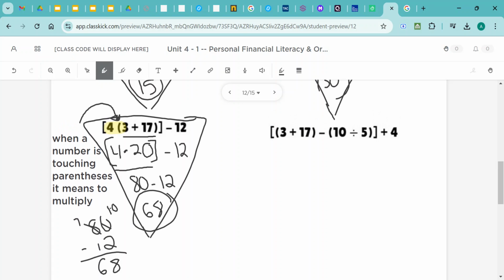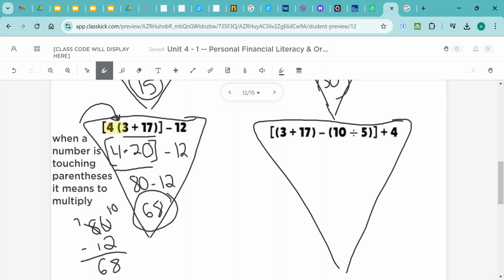Okay, last one. It's a big problem. We got a lot going on here, don't we? We have 3 plus 17 in parentheses minus 10 divided by 5 in parentheses. All of that in brackets. And then we have plus 4 on the very outside. So don't want to forget that plus 4 because we'll get the question wrong. Okay, so what do I need to solve first?